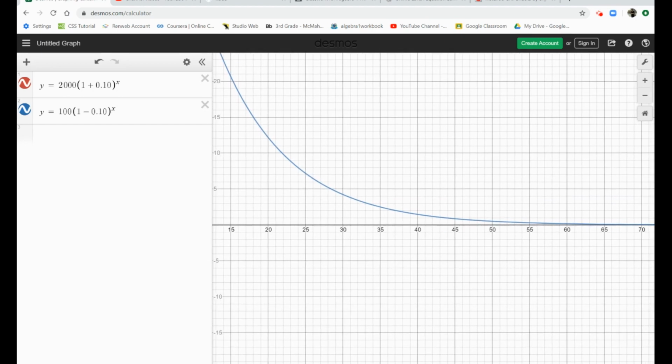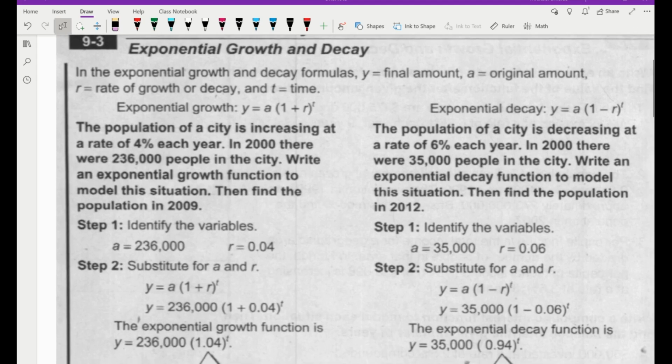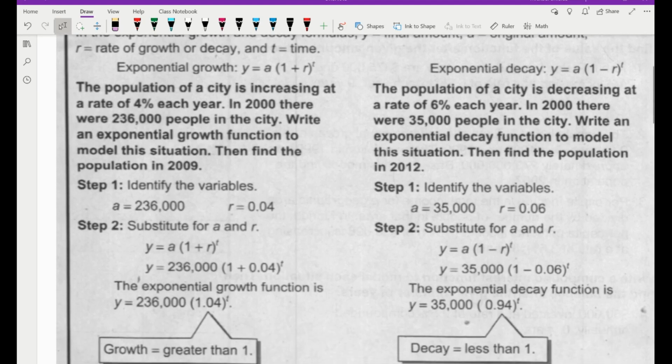Now let's look at the worksheets. Okay. Our first example says, the population of a city is increasing at a rate of 4% each year. This would be our r value right here. r is going to equal 0.04. If you're not sure how to convert a percent to a decimal, percent means out of 100. Percent or per century means you just divide it out of 100. So 4% will be 4 divided by 100, which of course we will get 0.04.